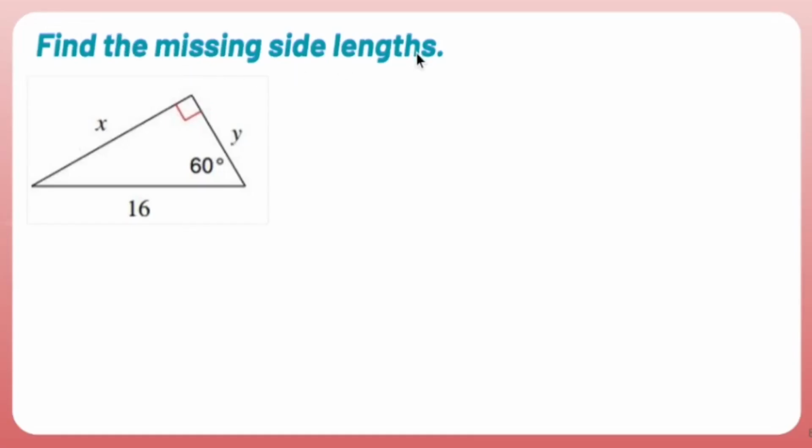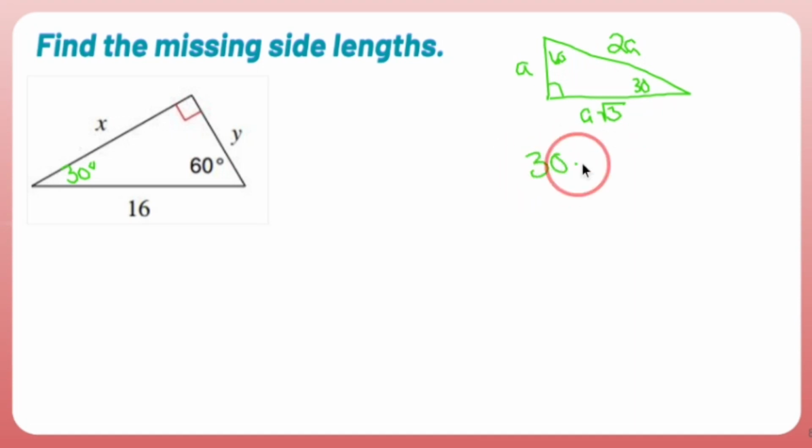Find the missing side lengths. All right, what we have here is a 30, 60, 90 triangle. There's a little rule that says if you're given a 30, 60, 90 triangle, we'll call you 30 degrees, we'll call you 60, and you're going to be my 90. You find out what the smallest leg is, call it A. The other leg is going to be A times the square root of 3. The hypotenuse is going to be 2 times A.